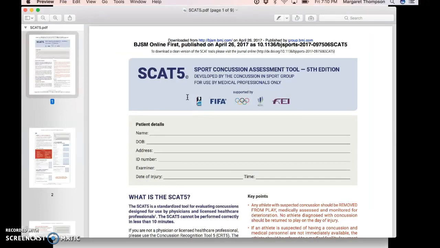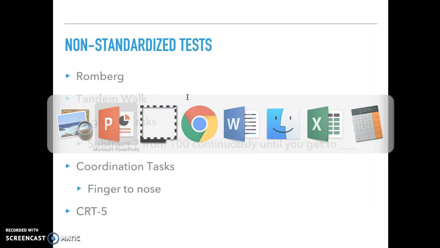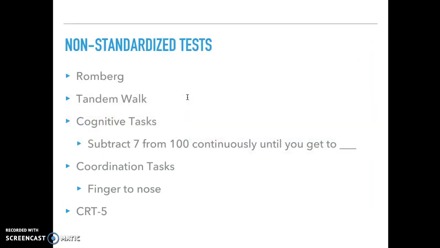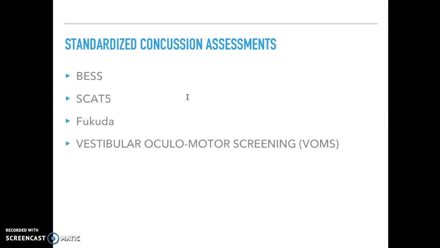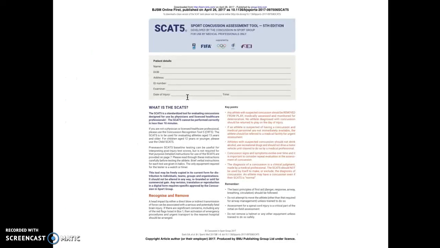Okay, so I'll close that one. We'll come back to the SCAT-5 in a few minutes. Again, non-standardized. We don't give it the same way every time. There's no one saying this is the best way to do it, the best way to score it, and then the best way to interpret it. That doesn't exist for these things, but it does for these things. So these are better.